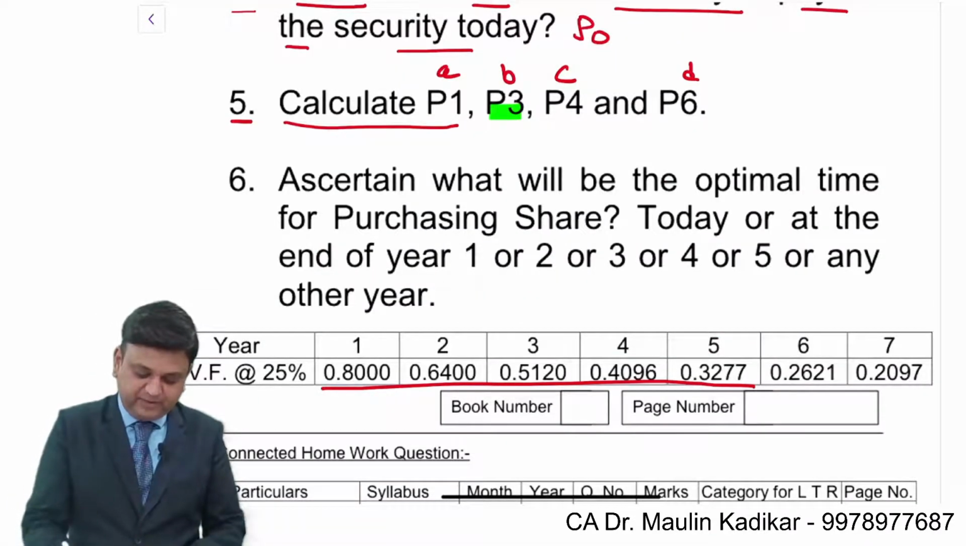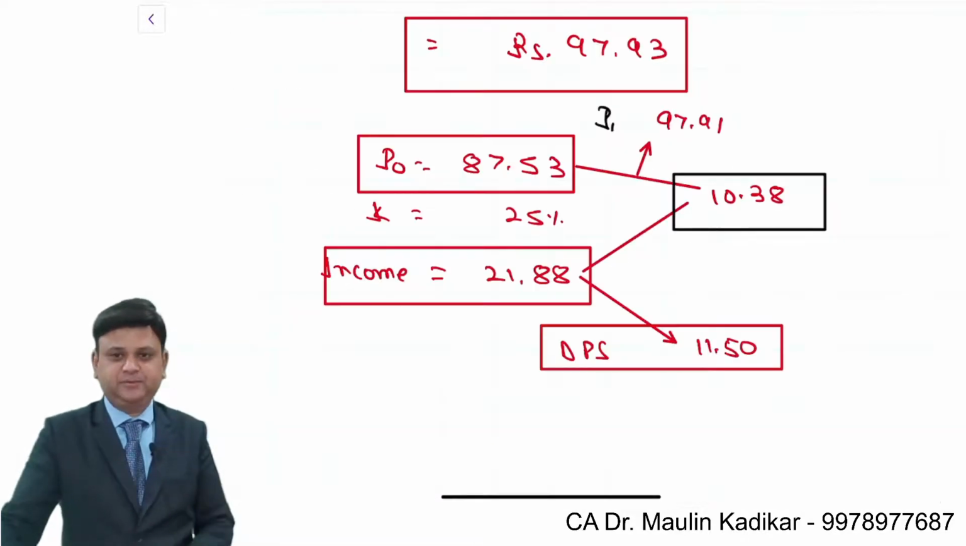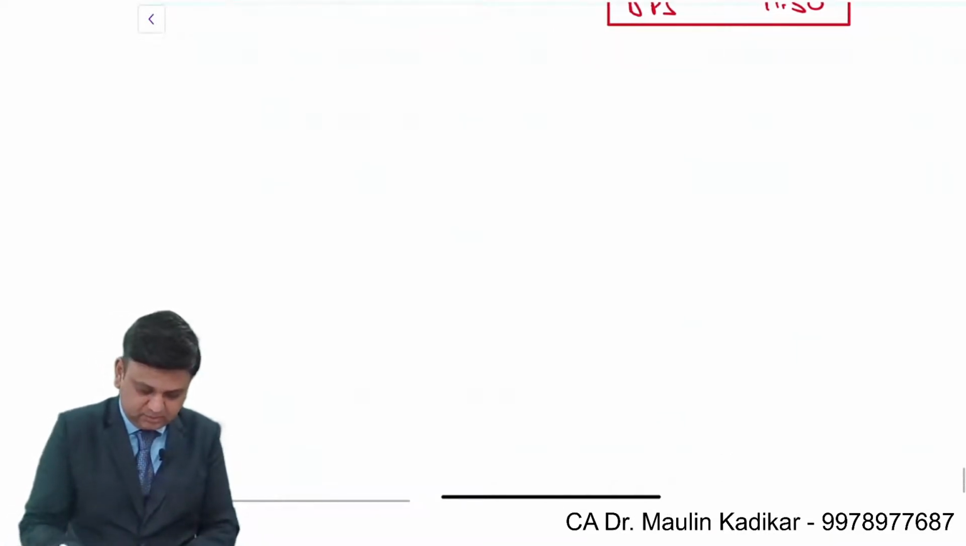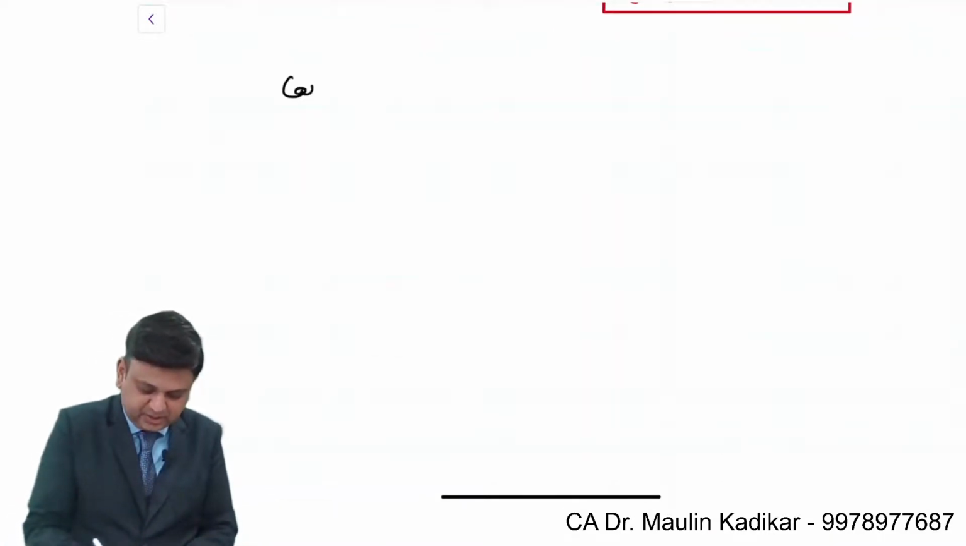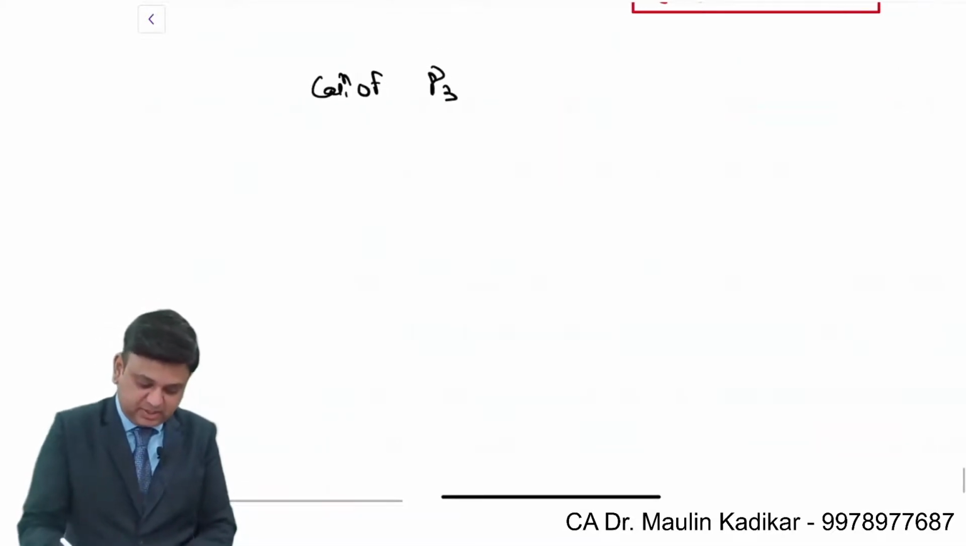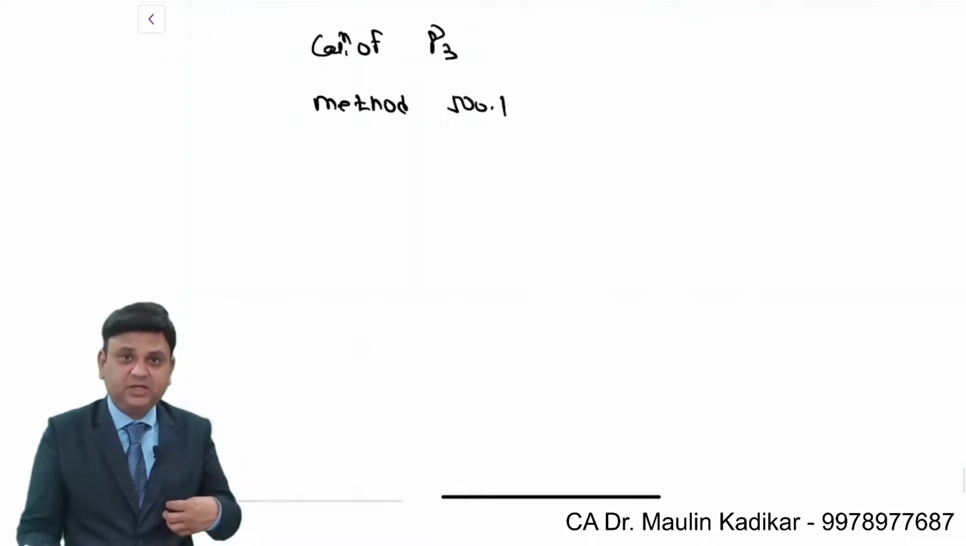So next, 5B, try to do the P3 calculation on your own. Try to answer the question. Calculation of P3. Again, that can be calculated by two methods. Try to answer. Method number 1. Write an answer along with me.